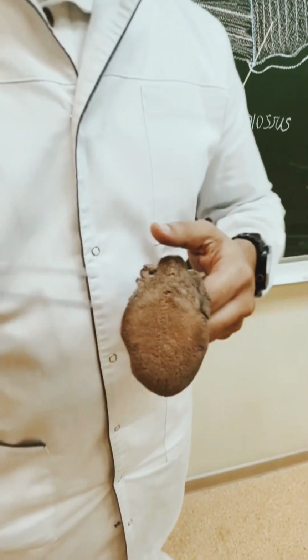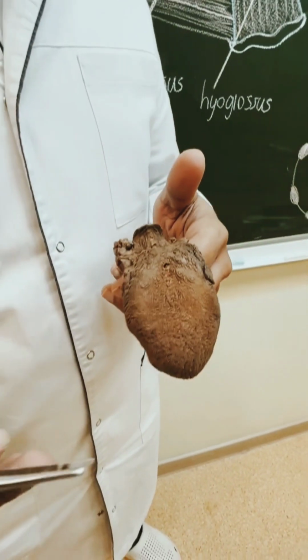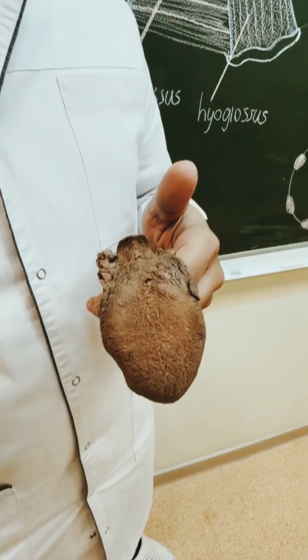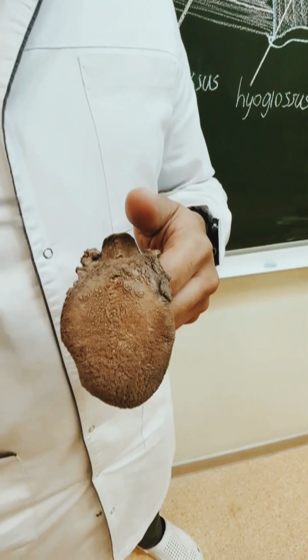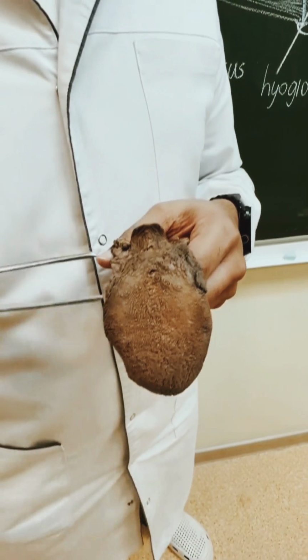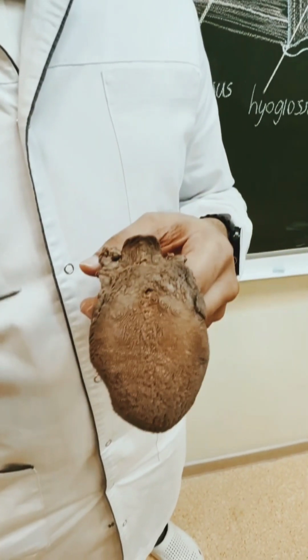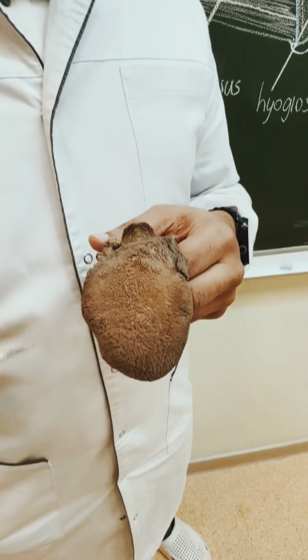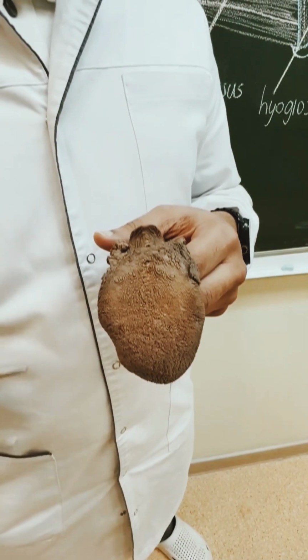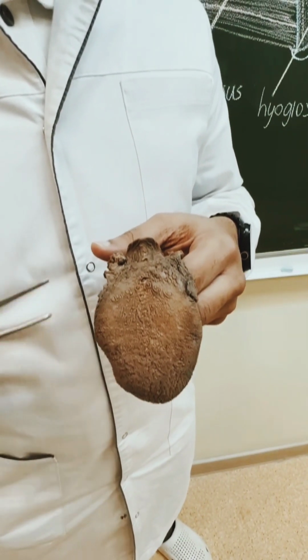So in this video we are going to talk about the tongue and its structure, mainly the internal structure. The tongue is a muscular organ which is formed from a bulk of muscles, and it is mainly involved in speech, mastication, and also reception of taste.